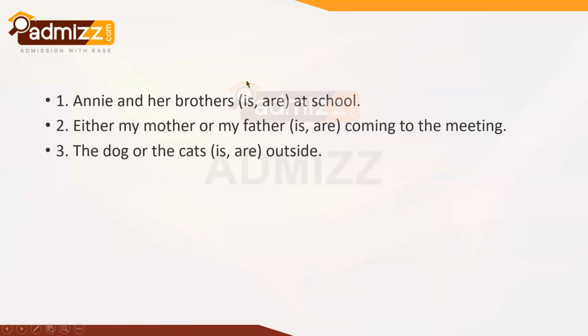Now, next up, we'll be doing a few exercises. There are three sentences here, and there are two options, right? In the first, there's an R, in the second, there's an R, and in the third, there's an R as well. So you need to choose the correct answers and text me the answers for each of these, right?